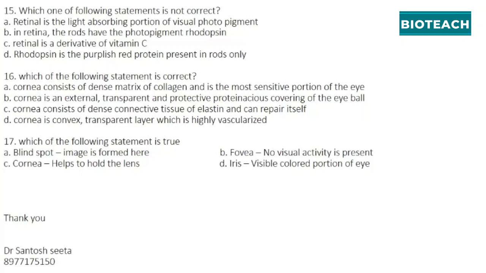Question number 17. Which of the following statements is true? Blind spot, image is formed here. Wrong. Fovea, no visual activity is present. Wrong, fovea has image formation. Cornea helps to hold the lens. Wrong. Iris, visible colored portion of the eye. Right. So the answer is D. Iris, visible colored portion of the eye.